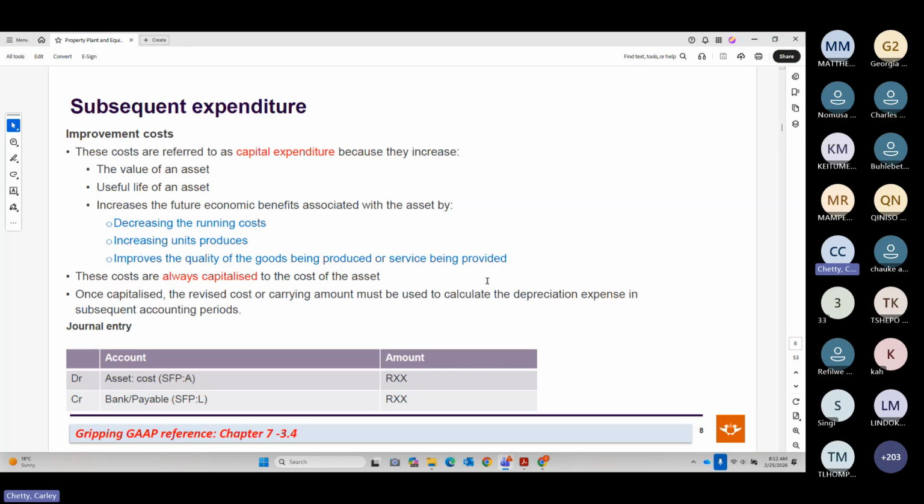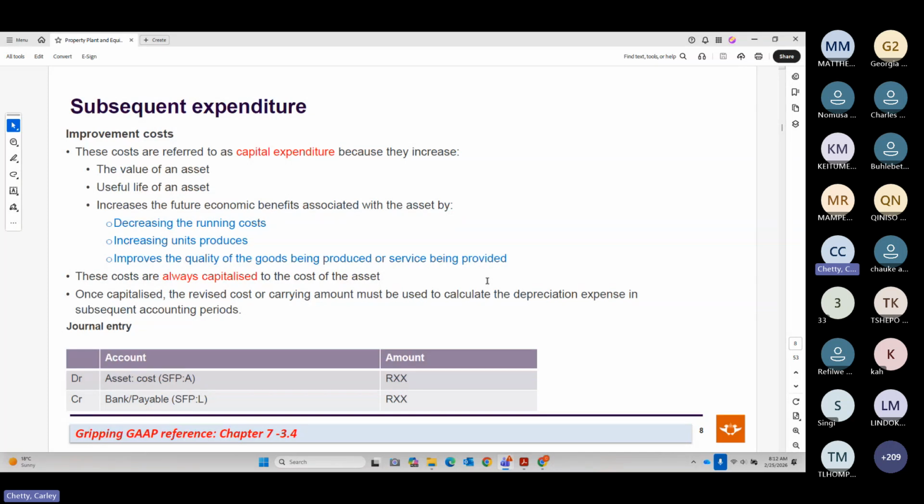So if there's going to be an increase in the future economic benefits, then it makes sense that these costs are going to be capitalized to the cost of the asset. Obviously the recognition criteria needs to be met here. Once capitalized, the revised cost or carrying amount must be used to calculate the depreciation expense in subsequent accounting periods.